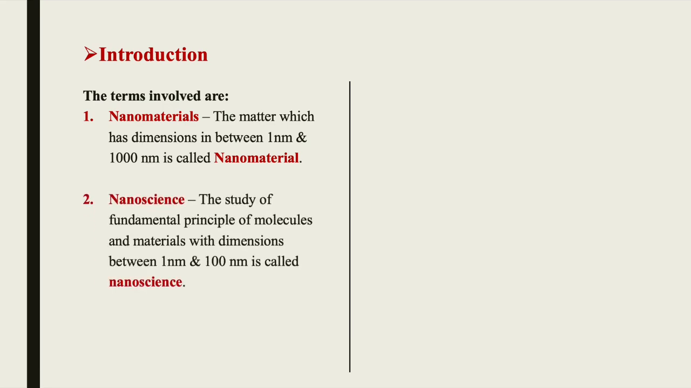The second term is nanoscience. What is meant by nanoscience? It is a branch of chemistry for the study of the fundamental principles of molecules and materials with dimension between 1 nanometer to 100 nanometer. So if your dimension is between 1 nanometer to 100 nanometer, and you are studying that material and the principles of the molecule, we call it nanoscience. So this is the second term.